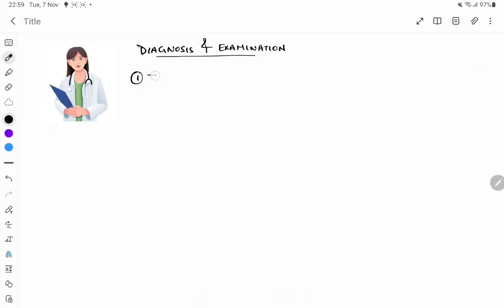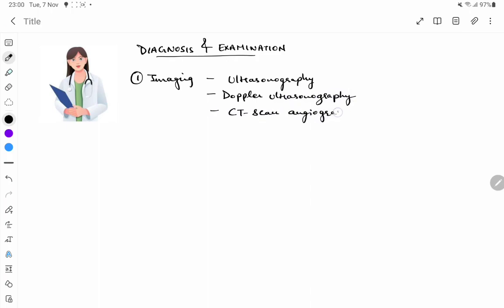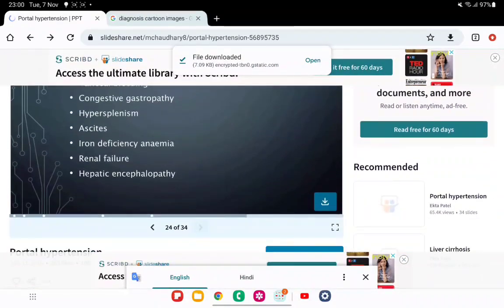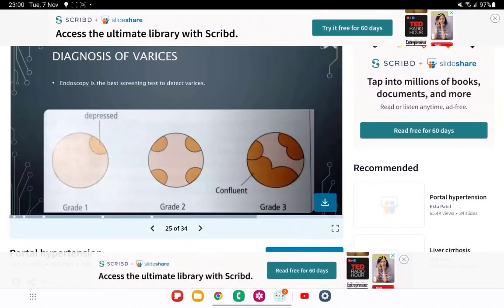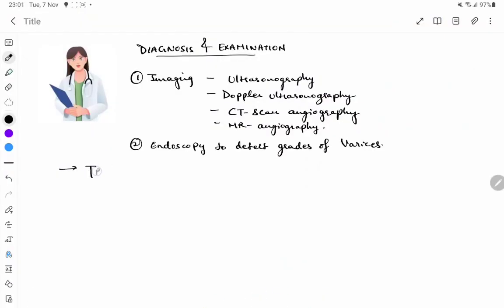Now, after some important clinical features, this is diagnosis and examination. We will do imaging: ultrasound, Doppler ultrasonography, CT angiography, MR angiography, and endoscopy to detect grades of varices.